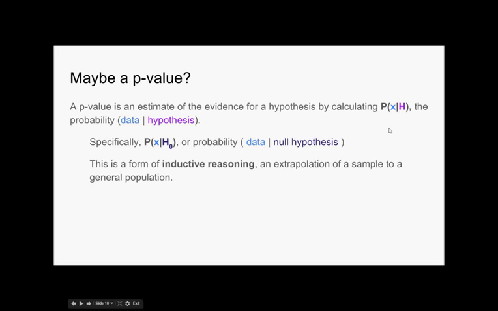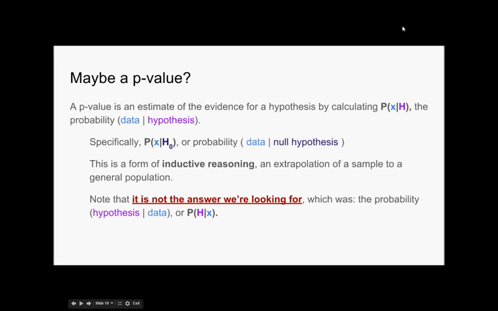And this is really a form of inductive reasoning, which is an extrapolation of the data sample you get to a general population. And when you think about it, that's really what people are doing when they're hypothesis testing. But you really have to think carefully to notice that this is not the answer that we're looking for. Like I said, it's the reverse. Because originally we were looking for the probability of the hypothesis given the data, or P of H given X. Whereas a p-value just actually describes P of X given H. So what are the sort of ramifications of this unintuitive way of thinking about p-values?